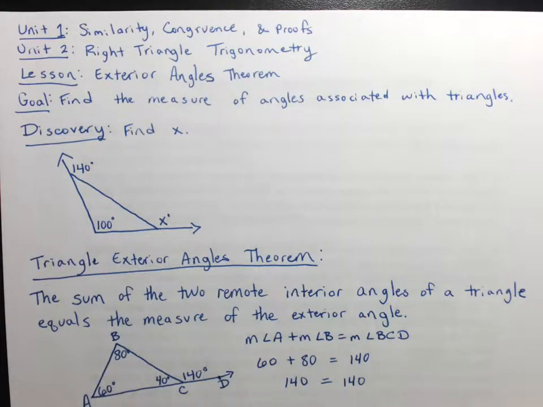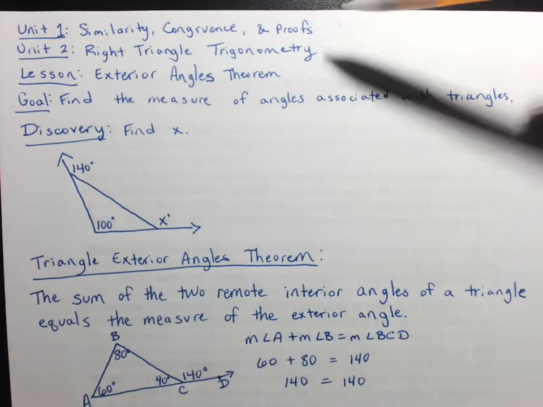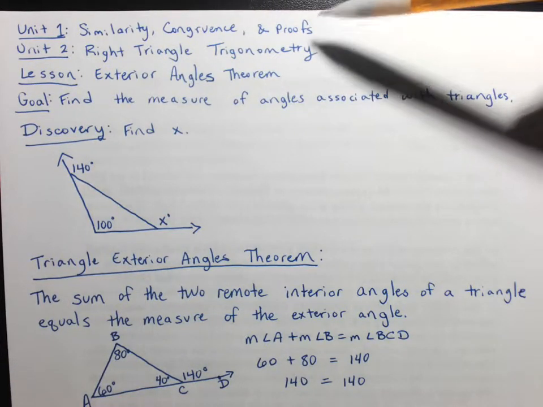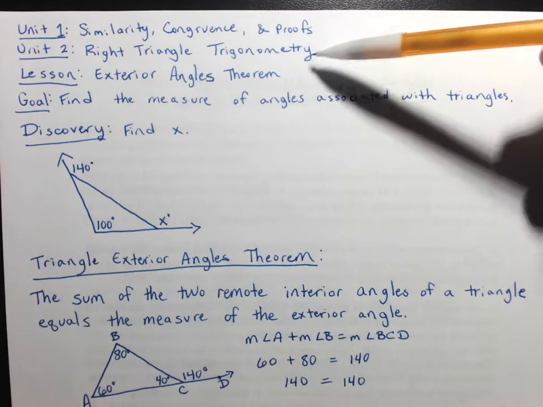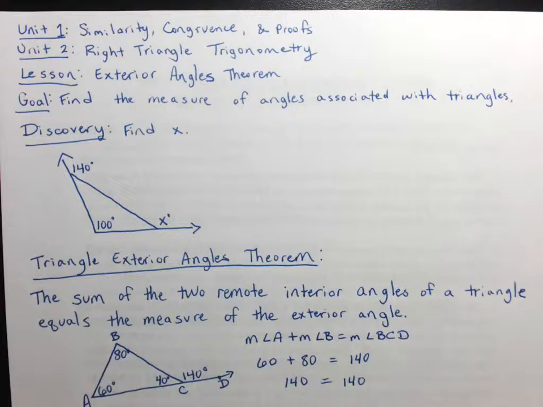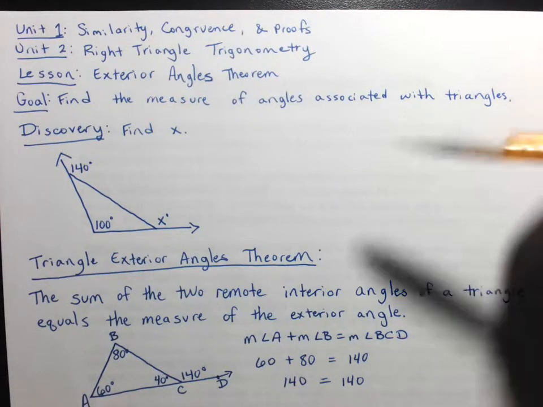Today we'll be talking about the exterior angles of a triangle. I've associated this with Unit 1 and Unit 2. Unit 1 is titled Similarity, Congruence, and Proofs. We will be talking about proofs today. And Unit 2, which is right triangle trigonometry, we'll be talking about triangles, which will lead us into some prerequisites for what we need to learn about trigonometry here in the next couple lessons.